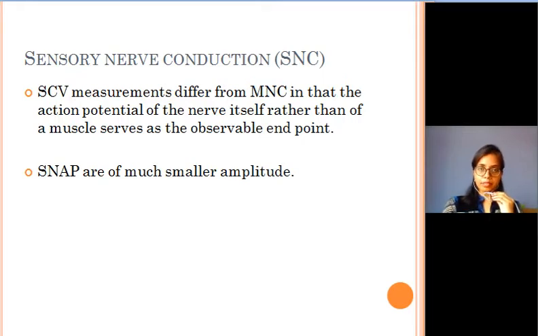The basic difference between sensory conduction velocity and motor nerve conduction velocity is that for motor nerves we examined the motor nerve and recorded the potential that the particular motor nerve supplied. But for sensory nerve action potential studies, we examine the nerve itself rather than the muscle. Therefore, the sensory nerve action potentials are of much smaller amplitude than that of motor nerve action potentials.